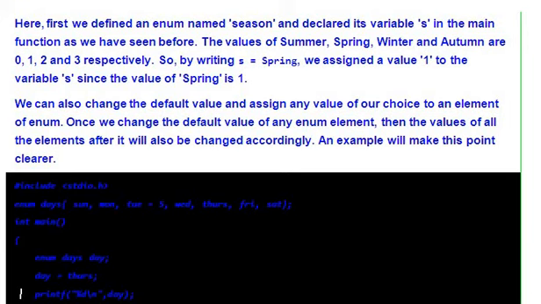We can assign any value of our choice to any element in enum. So look at this example. Sunday, Monday, Tuesday is equal to 5. So we can make our own assignments. If nothing is specified, by default it takes 0, 1, 2 and so on.